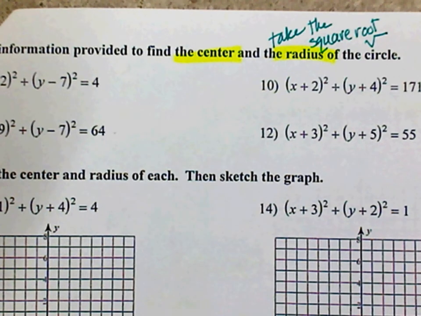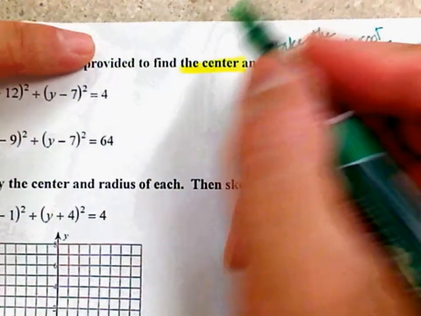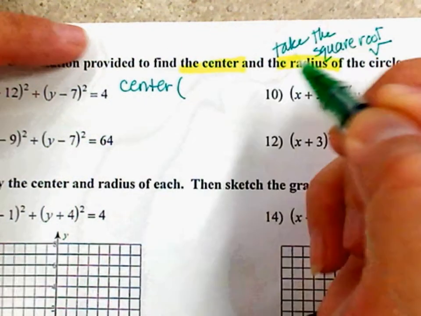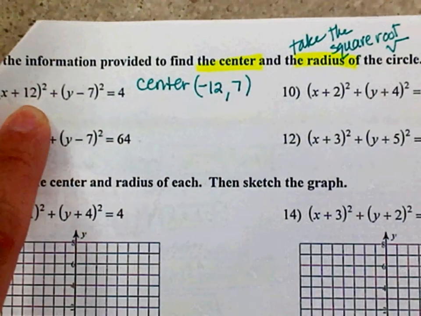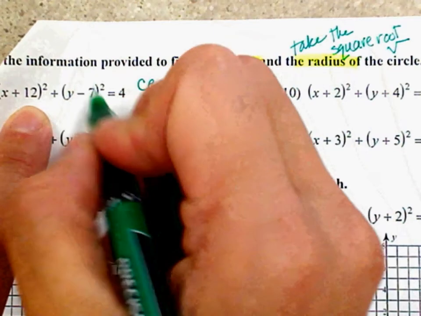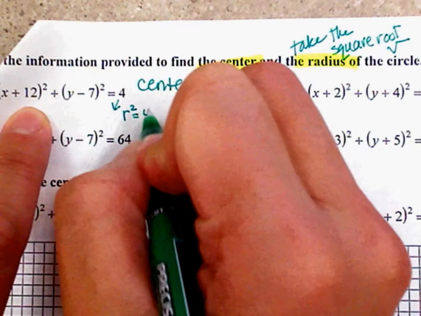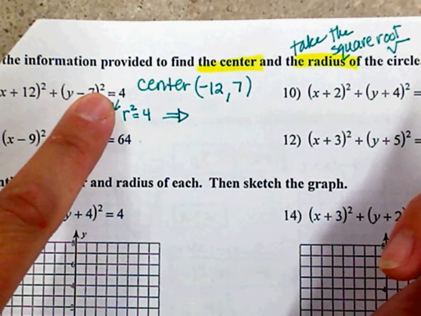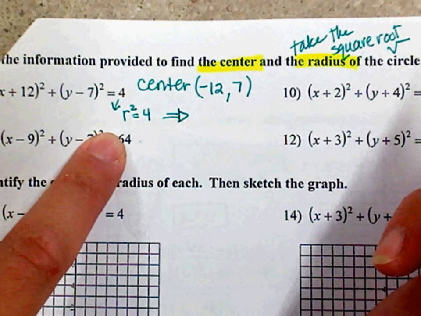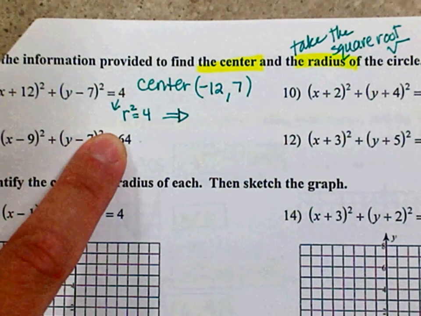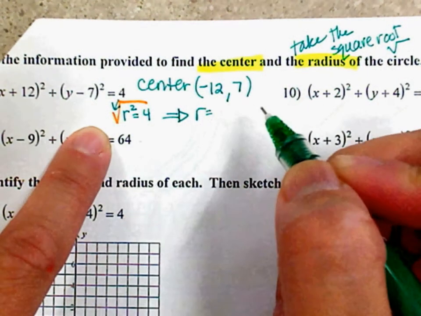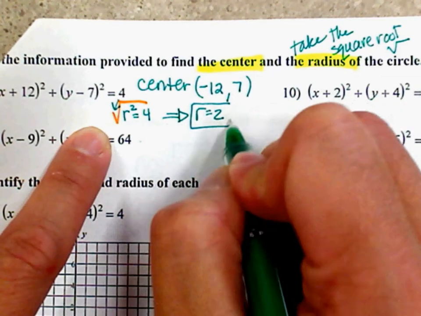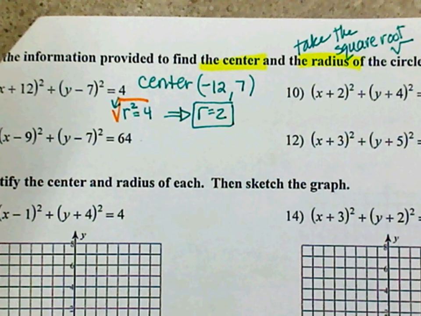Number 9. What is your center? Negative 12 and 7. Correct? See how it's always opposite? Now, what is this number here? This is r squared is equal to 4. See how that is part of the equation? So how are you going to find the radius? You're going to take a square root. What's the square root of 4? 2. So your radius is 2. Common mistakes that students make. You guys see the difference in the two? Okay? So, any questions about that?